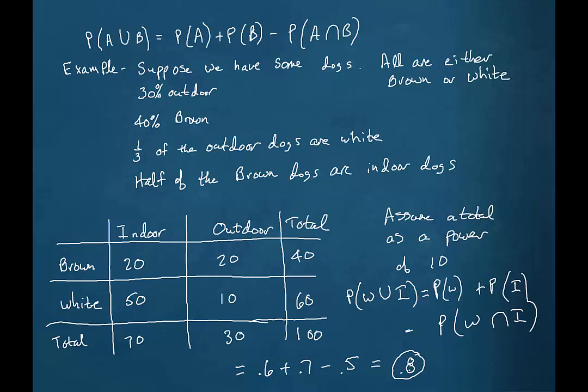Now, another way we could see this is just by looking through here. How many out of this table have one or the other of these attributes, looking at each cell only once? Here's one that matches the indoor attribute. Here's another one that matches the indoor attribute. And here is one that we haven't counted yet that matches the white attribute. And adding this up, we'd have 80 out of the 100 for 0.8.